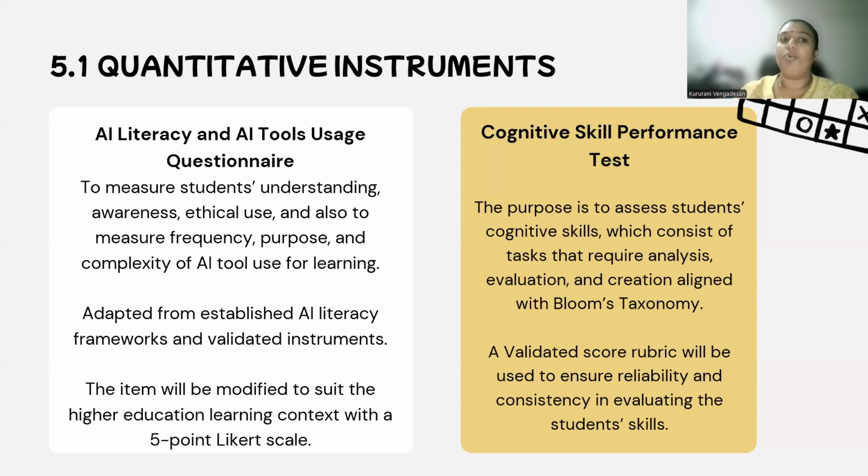The second quantitative instrument is the cognitive skill performance test. The purpose of this instrument is to assess students' cognitive skills, and it consists of tasks that require analysis, evaluation, and creation, aligned with Bloom's taxonomy. A validated scoring rubric will be used to ensure reliability and consistency in evaluating the students' skills.